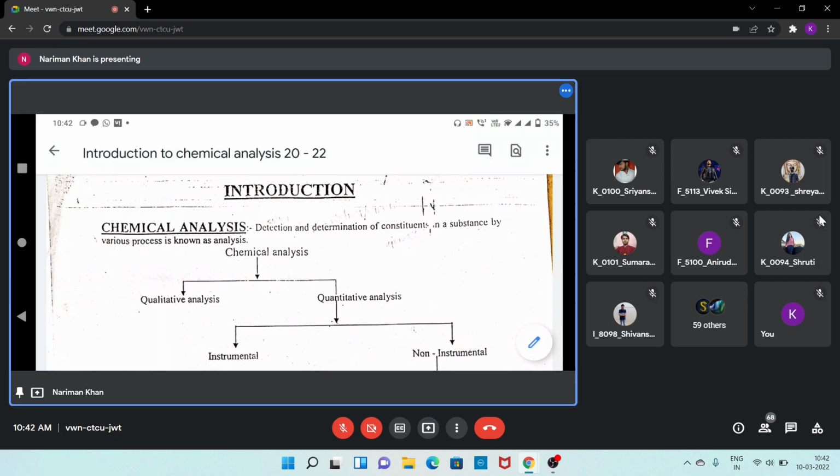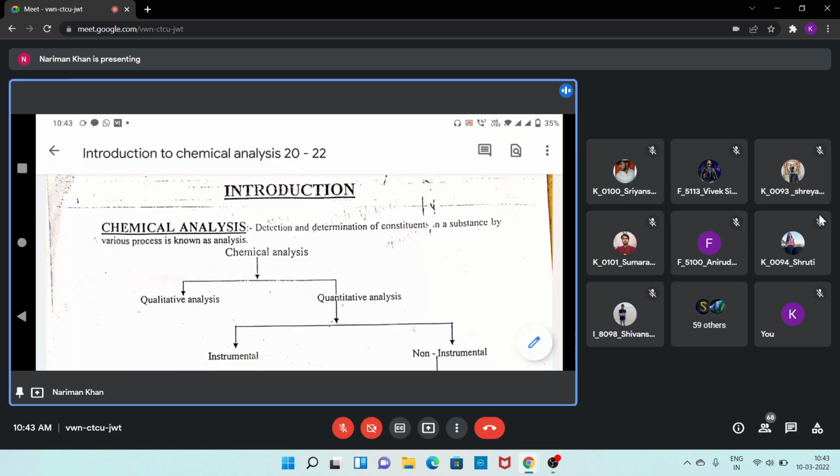These radicals are going to determine the quality of the substance, which type of substance it is. So that is qualitative analysis. Similarly, if we determine the functional group in organic compounds, functional group analysis is also a type of qualitative analysis, because through functional group analysis also we conclude the nature or the quality of the compound.